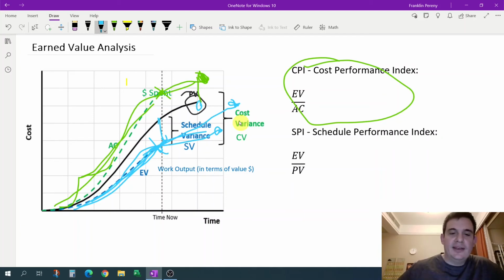It lets us look at cost, schedule, and work all at the same time. So it's a really great tool, and that's why I really recommend you try to understand it as much as possible, not just memorize all the equations for the test, but really understand it, because this is a great tool to use on your projects in the future.